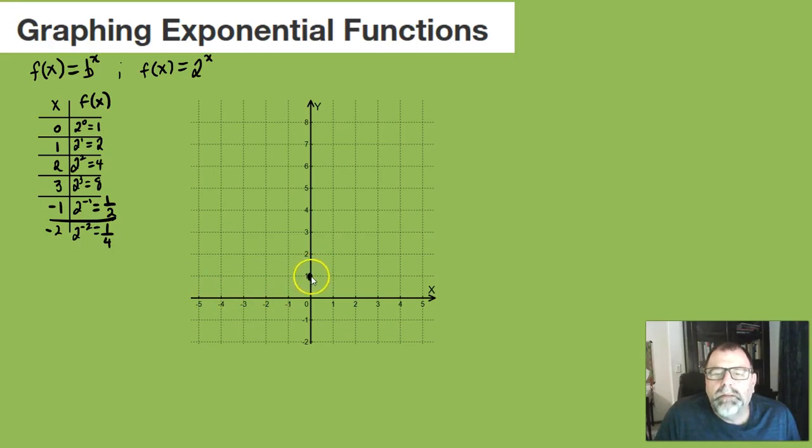So 0, 1. 1, 2, back here, 2, 4, 3 cubed, or 3, and then you're going to put 3 in for the x, so 2 cubed is 8. So we plot 3, 8. Going the other way, we get negative 1, 1/2, negative 2, 1/4. If we did negative 3, we get 1/8, 1/16, 1/32, so on.